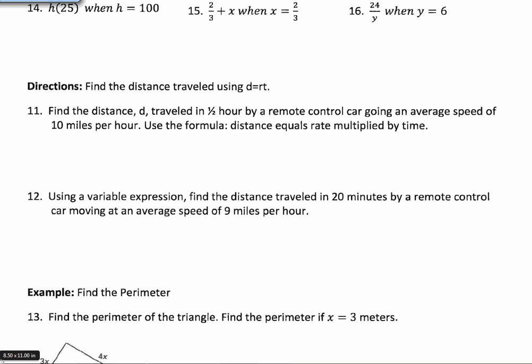Section 1.1, part 3. In the last section, we evaluated for a certain number. Now we're going to start using a formula. Our formula for this section is D equals RT. Okay? It stands for distance, rate, and time. So D equals distance.